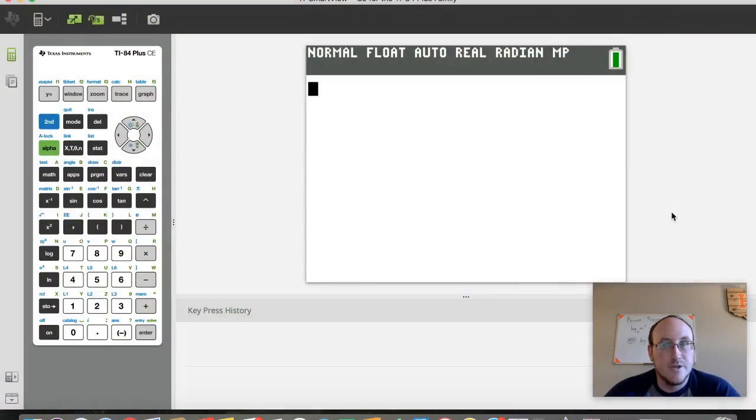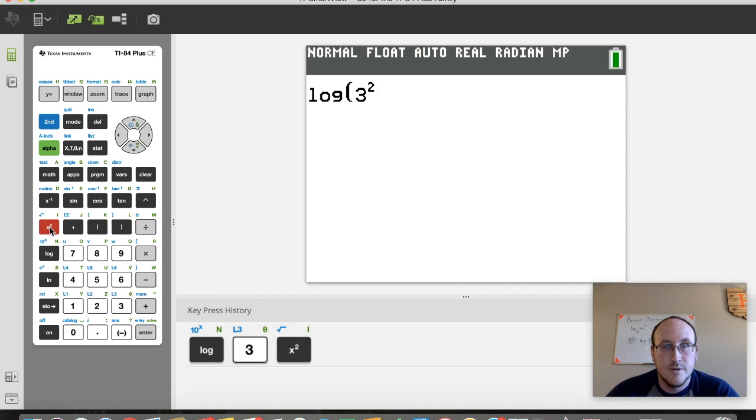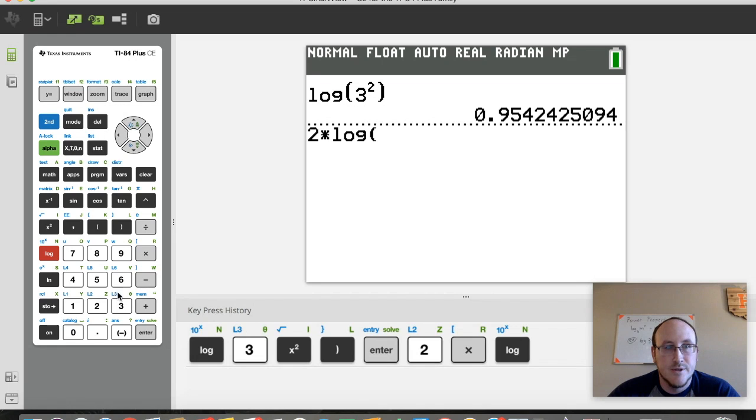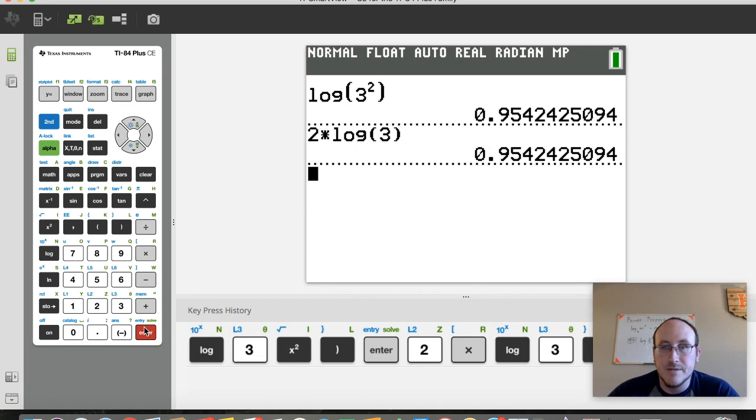Okay, so we're going to go ahead and show you using the calculator that those things are equivalent. So the first thing I'm going to do is just type in log of 3 squared like that and show you the decimal equivalent of that. And we're getting about 0.95 and some change for that. So according to this property, I'm allowed to take that exponent of 2 and bring it down front and connect that by multiplication so that this can become 2 times the logarithm of 3. And you can see that that is in fact equal to the same thing.